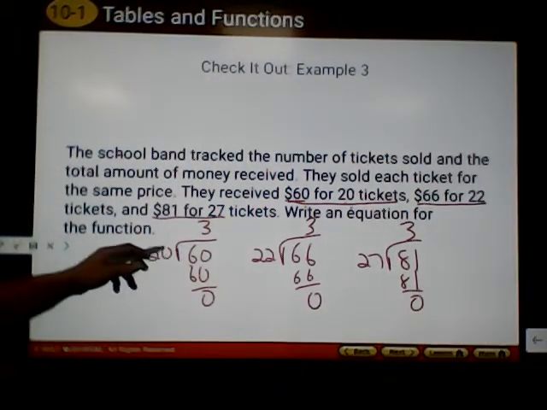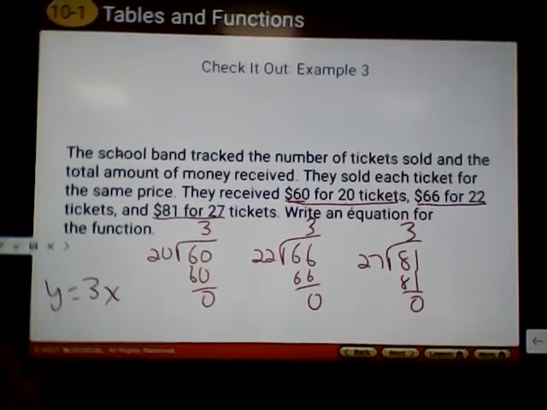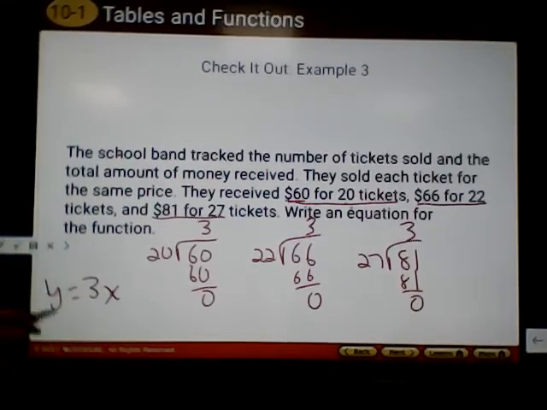So write the equation. Look, division, division, division. The inverse of division is to multiply: 3 times x. Or if you want to use M and T, M for money and T for tickets, 3 times the tickets will give you the money amount.